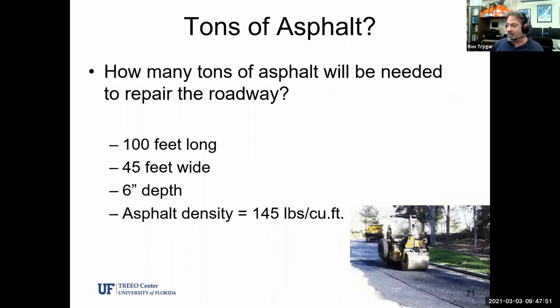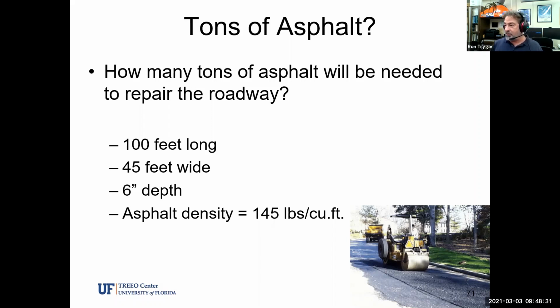So here we have an example. It says, how many tons of asphalt will be needed to repair the roadway? We've got a roadway repair of 100 feet long. We're going to repair a 45-foot wide, width across. The asphalt should be 6 inches in depth. And the density of the asphalt, by the supplier, is 145 pounds for each cubic foot of asphalt that we're going to be dealing with. So we have the actual pounds per cubic foot density number that we can calculate this with.